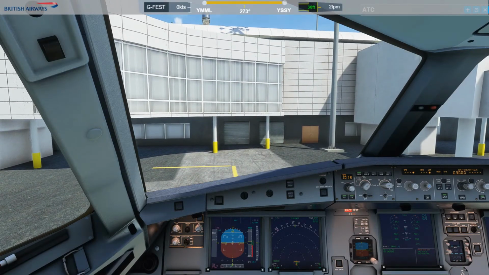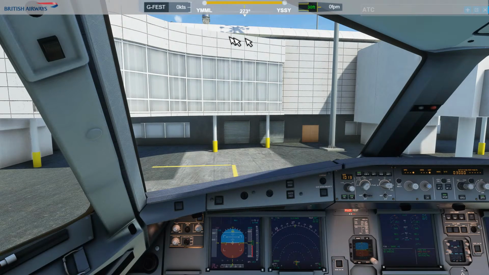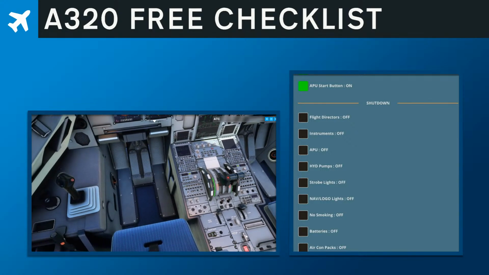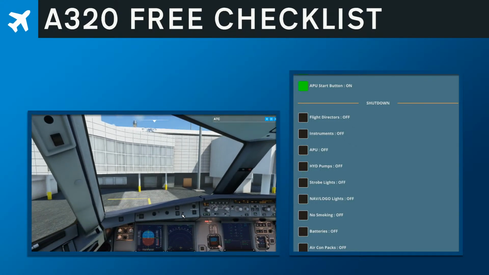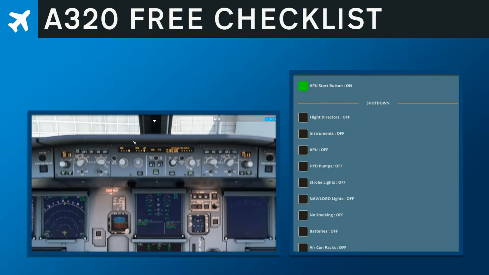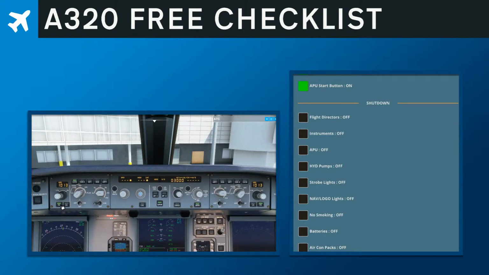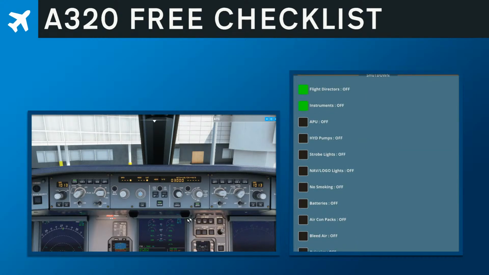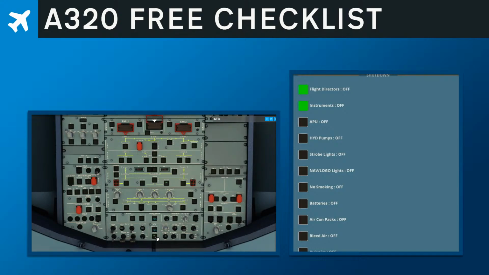Okay, there. Park brake is on. Right, let's go back to the checklist. Okay, let's check the park brake is actually on. Yep, that's good. Right, so now what we want to do is landing system off, flight directors off, instruments are off, or will be. APU is set off.